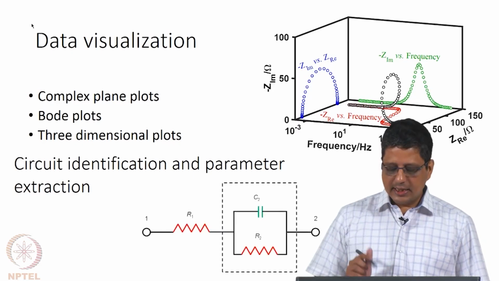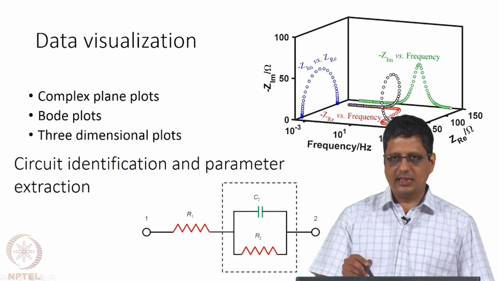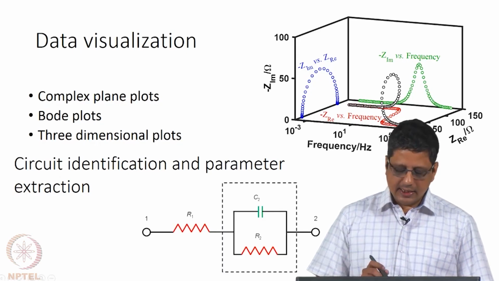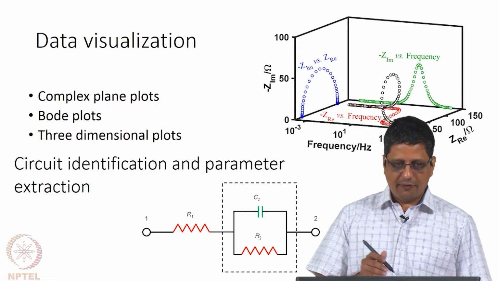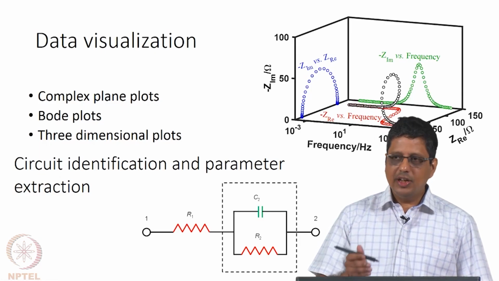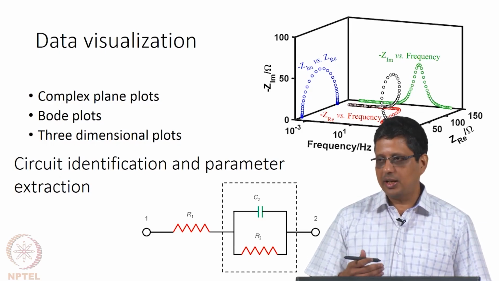That's the first part. Let us say we realize that this circuit can be used to model the particular data, which looks like a semicircle in the Nyquist plot. Next, can we find the values of R1, R2 and C2? Third, after we get the values, how do we interpret them? What is the meaning of C2 being 10 microfarad per centimeter square, or 20 microfarad per centimeter square?